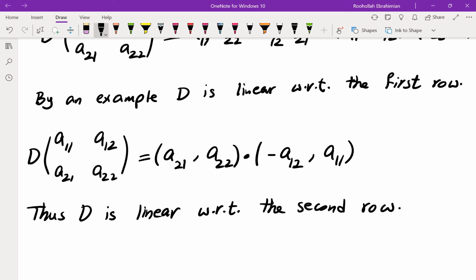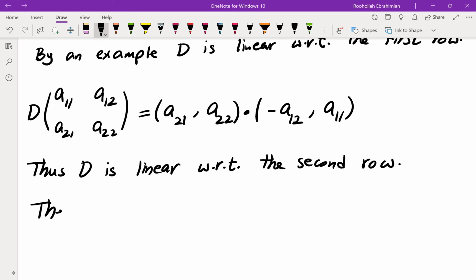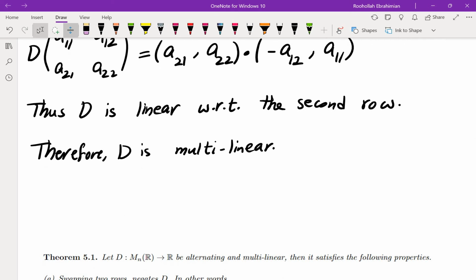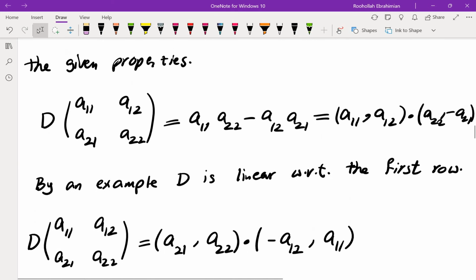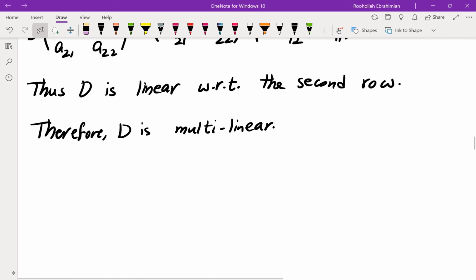So what does that mean? It means D is in fact multilinear. So therefore D is multilinear. Okay, so it is multilinear. Now we will have to show it is alternating. So we just showed that it is multilinear, and now we're going to have to show it's alternating.